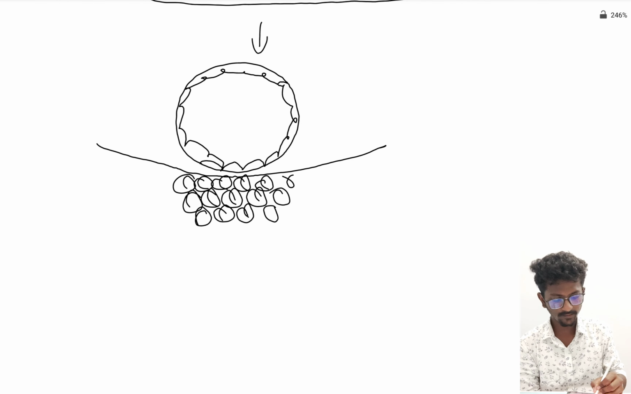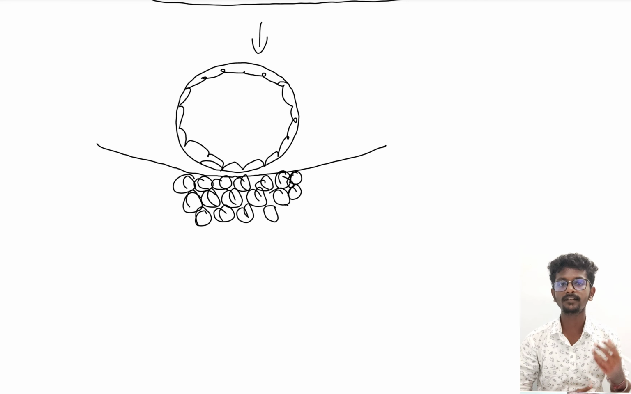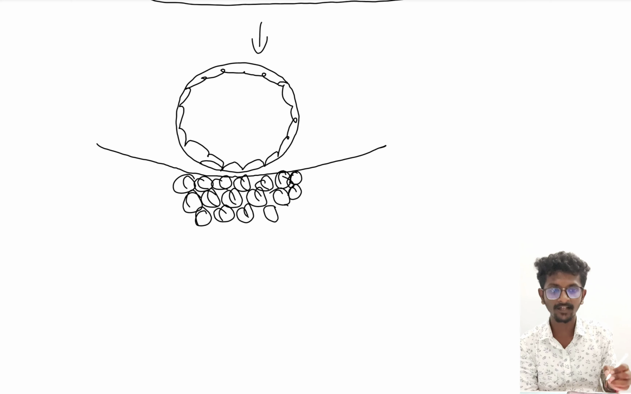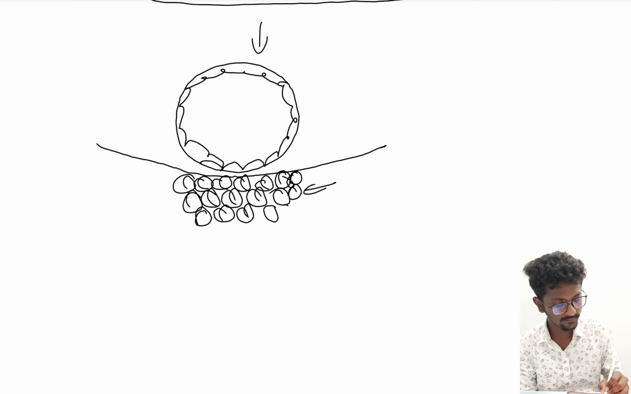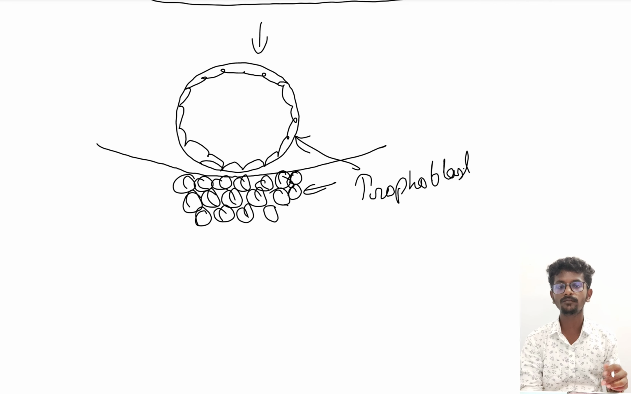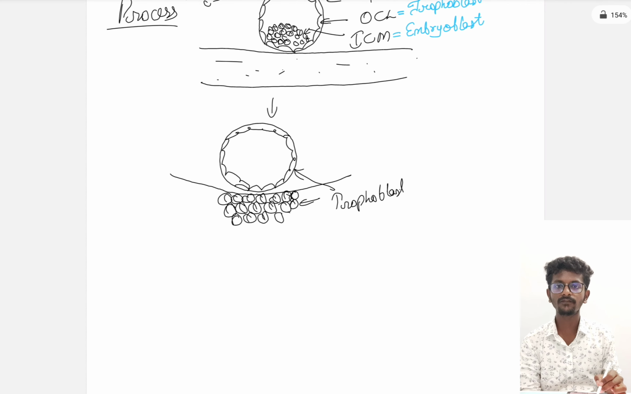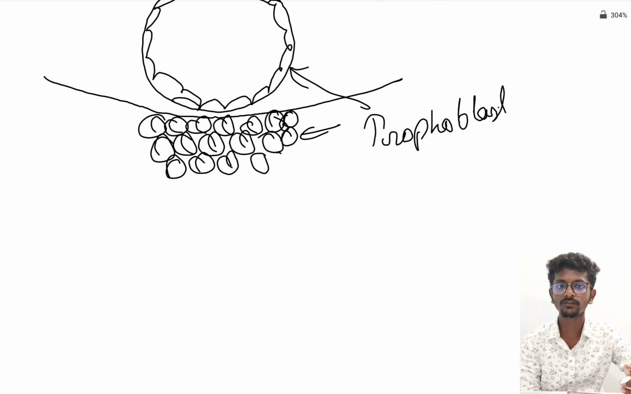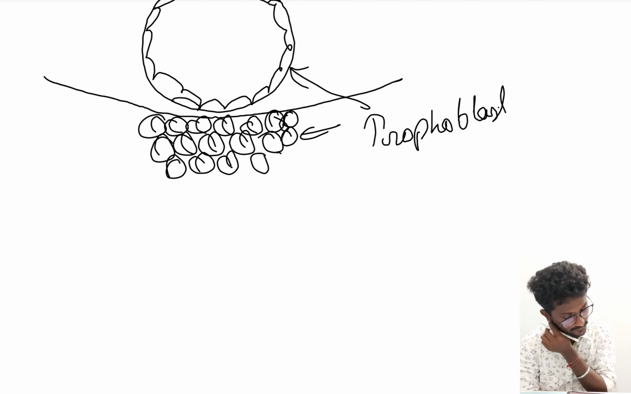This is the trophoblast, and these are also the trophoblast. These both are trophoblast. Why are these cells the trophoblast? Because they have originated from the same outer cell layer. Those are called trophoblasts, so these are also called trophoblasts.